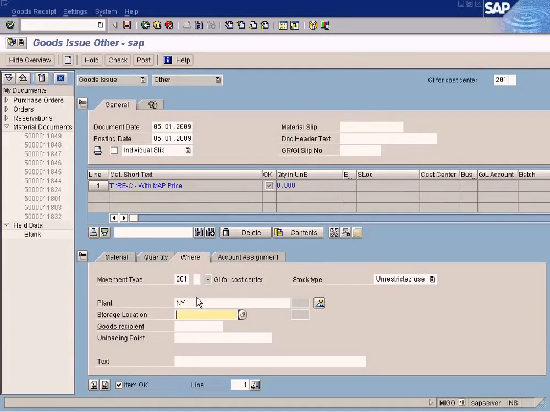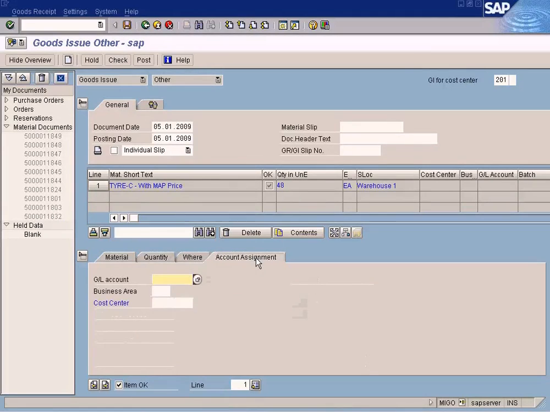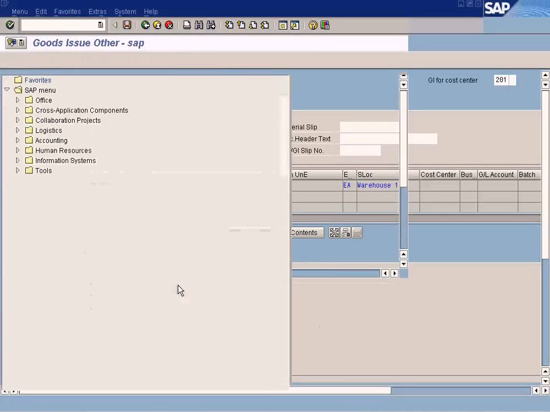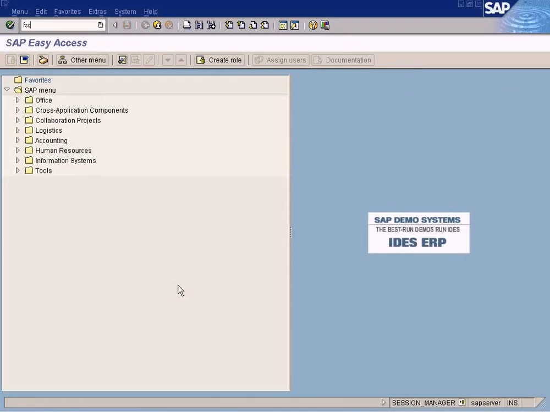So what I do, I use 48 units, plant NY, storage location WH1, now press enter, go to account assignment. Okay, I need to create an own consumption account, so I can enter here FS00.